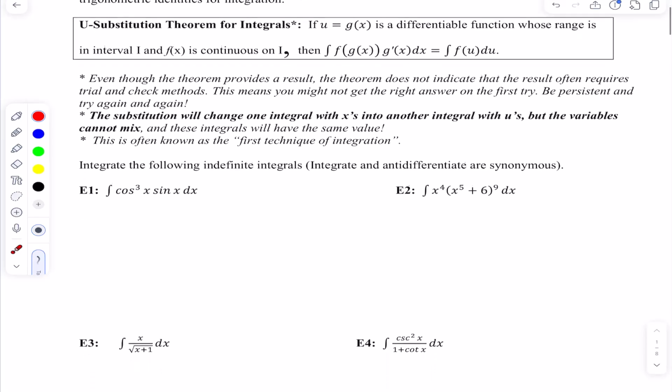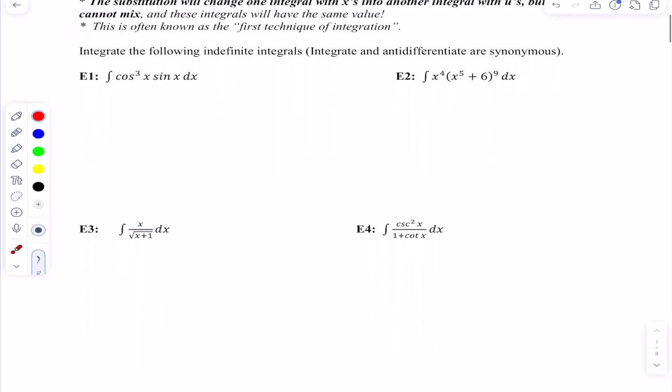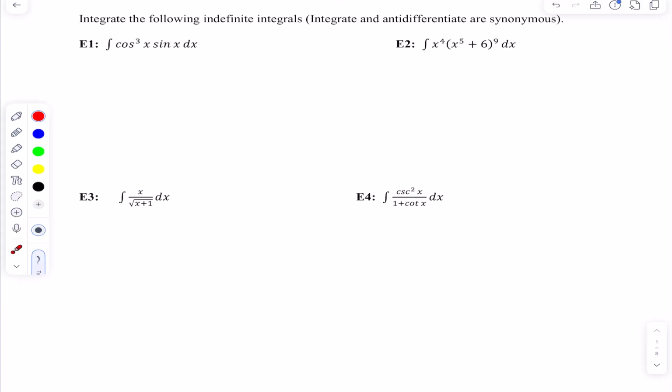Why don't we begin with a few examples? Let's make an educated guess of what u is. Does u live inside another function? And now we're going to write this equation in terms of its differentials. Now we have du is equal to the opposite sine of x times dx.